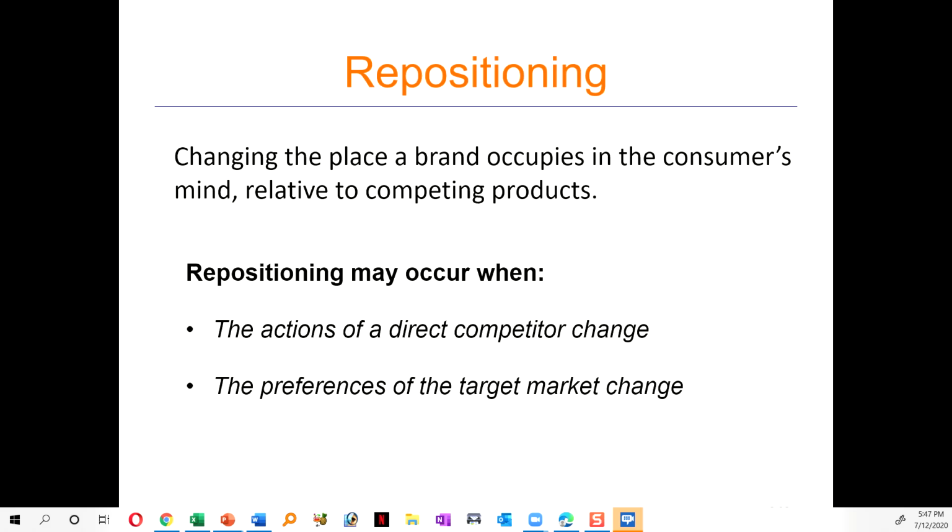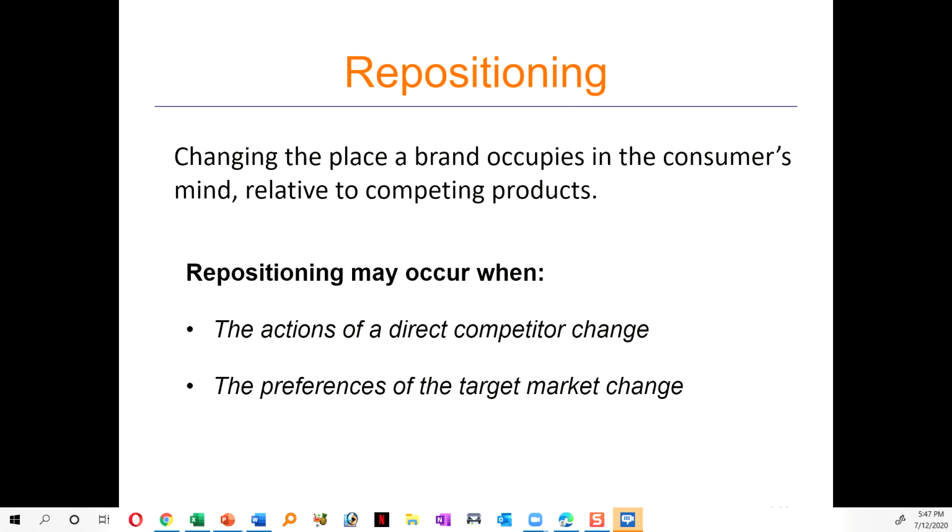There's also repositioning, changing the place a brand occupies in the consumer's mind relative to competing products. Here in a competitive marketplace, the organizations in marketing must be ready to alter their positioning strategies. Sometimes it's unrealistic to assume that the strategy adopted initially will be appropriate throughout the whole life cycle of the product. So the products will be repositioned on the basis of the prevailing environment in the marketplace.